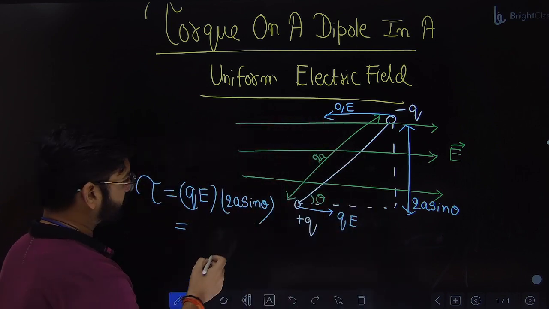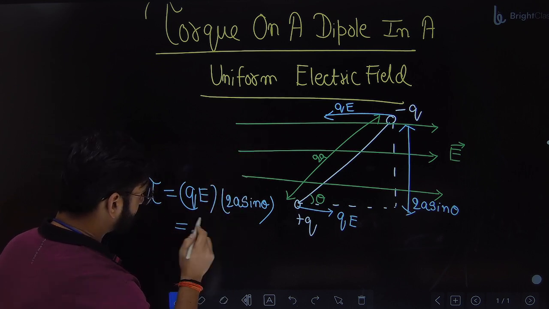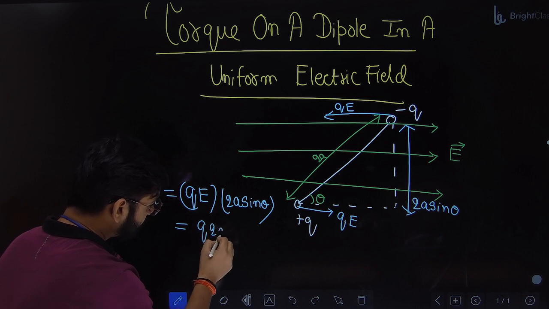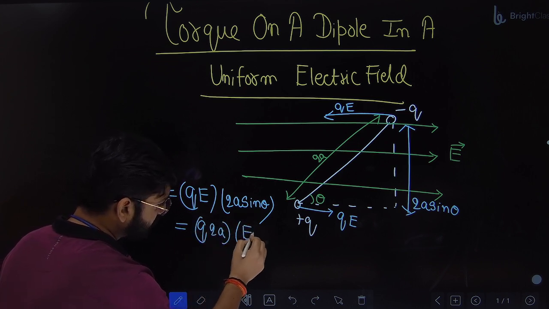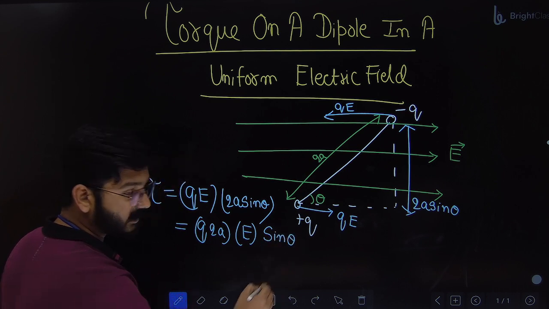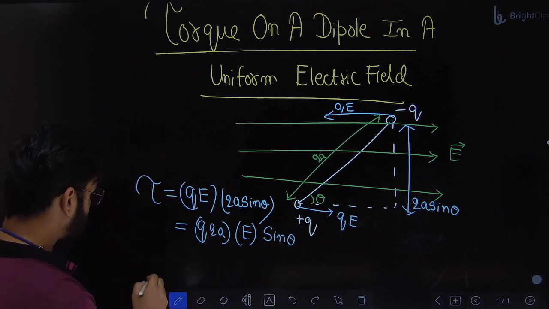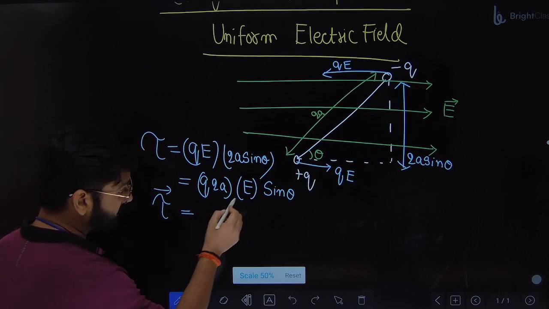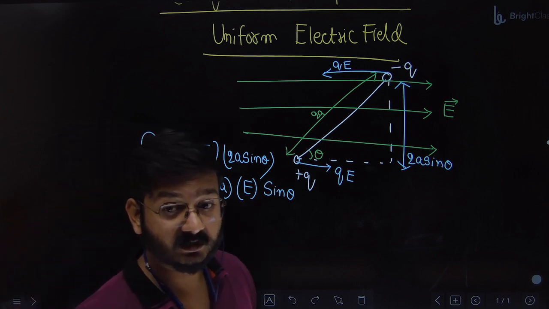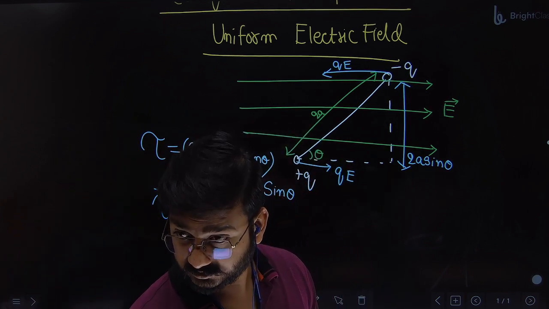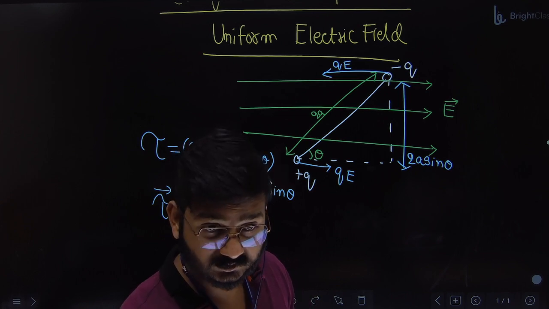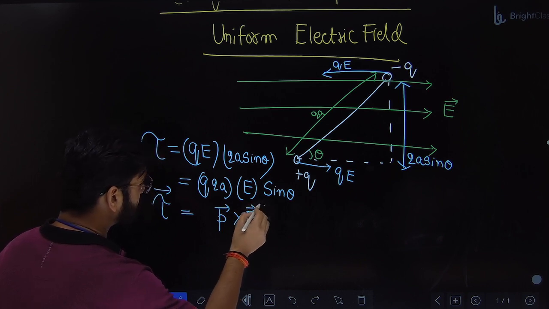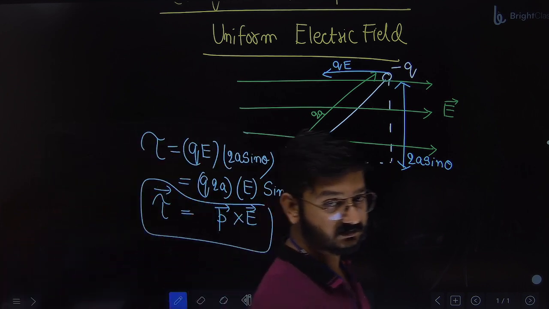Now, all of you see on the board, stop writing. Just rearrange the term. I'm rearranging the term. See how. So Q into 2a into E into sine theta. What is Q into 2a? Dipole moment. So if I write in the form of vector, this is dipole moment. This is E. What is AB sine theta? A cross B. Cross product. AB sine theta is A cross B. So this will become P cross E. This is the final expression.